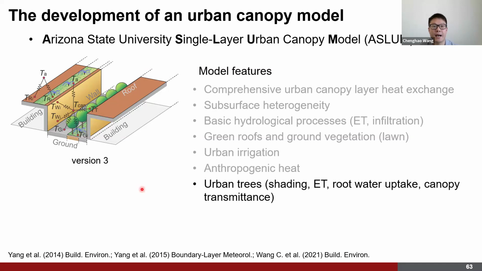So in the third version, we added trees and tried to simulate the shading effect, evapotranspiration of the tree canopy, and root water uptake, and also canopy transmittance, because the foliage variations across different seasons can influence the radiative exchange between the tree canopy and the surrounding environment. So we are still continuously developing this model currently. The newest version also has carbon exchanges. My group is also developing a multi-parameterization version of this model to better simulate hydrological processes. My student Yuqi is leading this part.